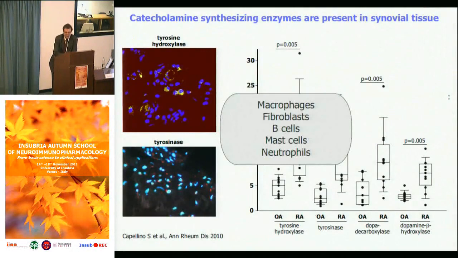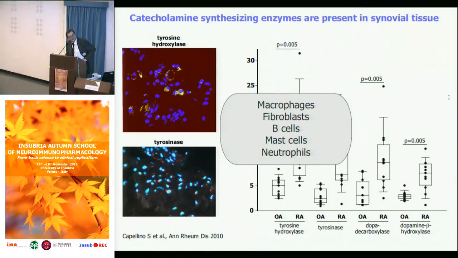The cell types are very ubiquitous. Macrophages produce, fibroblasts produce, B cells and mast cells and neutrophils, but not T cells. This is different from your work. In your work, you always show in the peripheral blood that the T cells have the synthesis machinery. But in the rheumatoid arthritis patients, we only see these cells and not the T cells. This is a little strange for us, but Marco might have a good idea on it, and we can comment on it a little later.